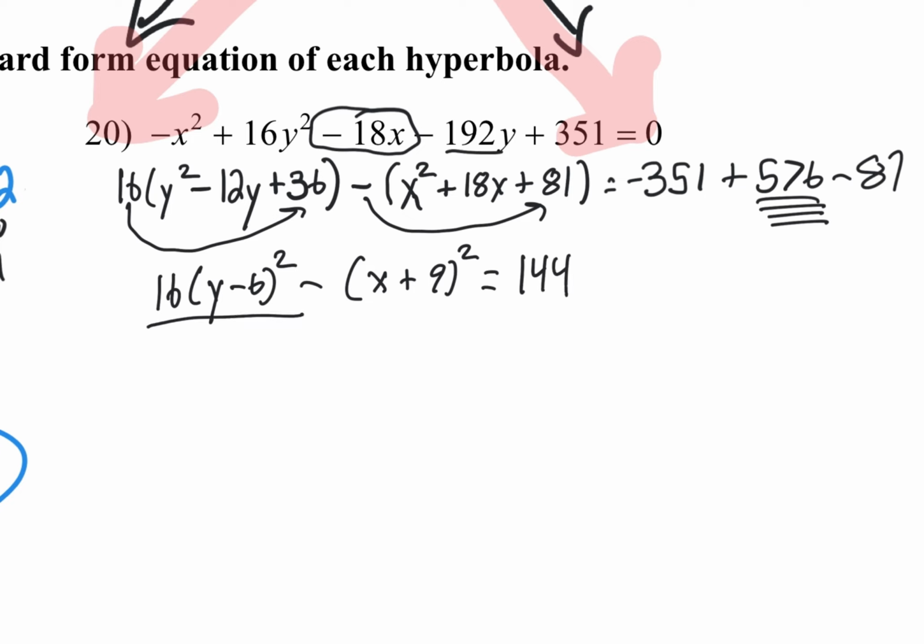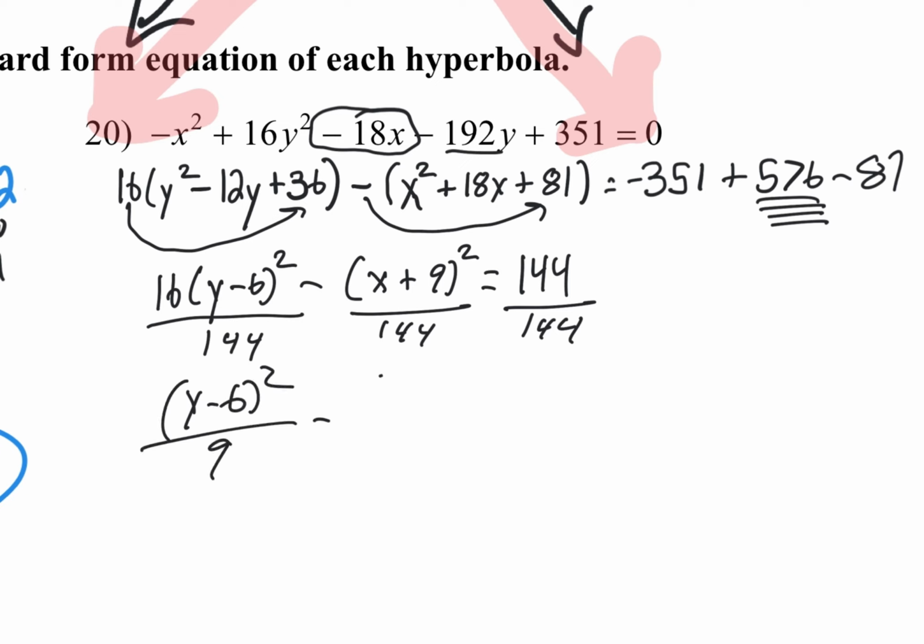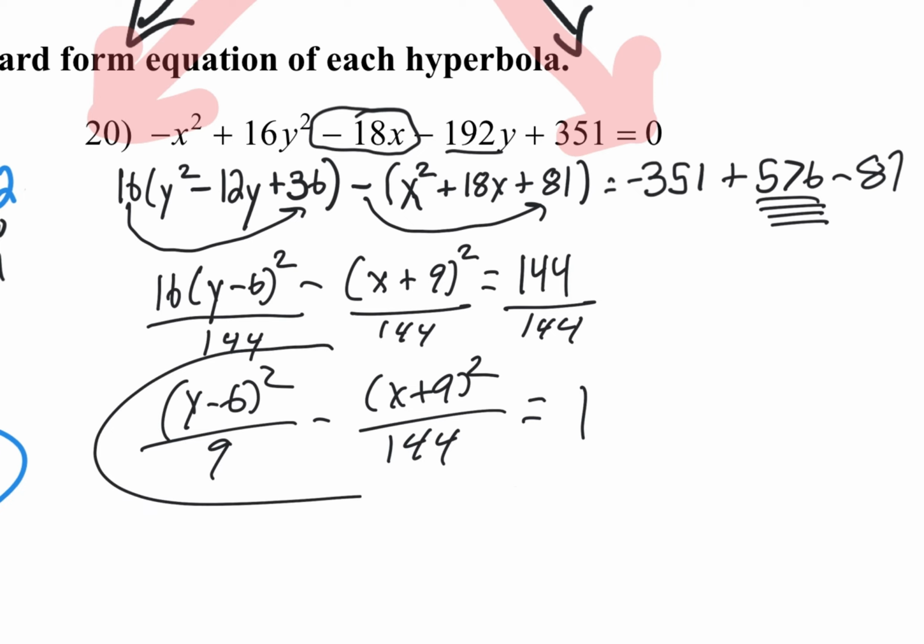It's a hyperbola, so it has to equal 1. Divide everything by 144. 9, I think we've done that one about 8 times now. Y minus 6 squared over 9 minus x plus 9 squared over 144. Well, the minus symbol right there takes care of that. Equals 1. And there you're done. That's the test.